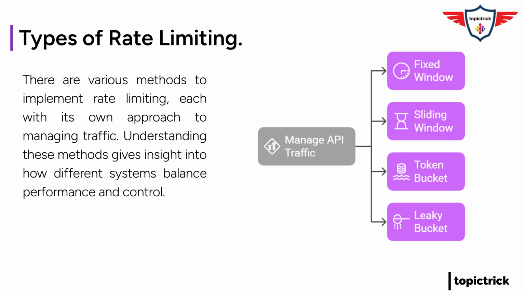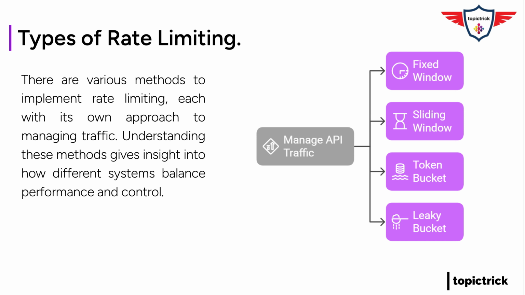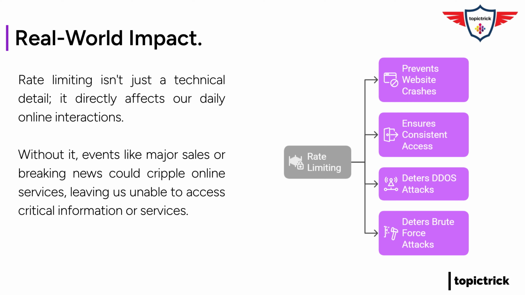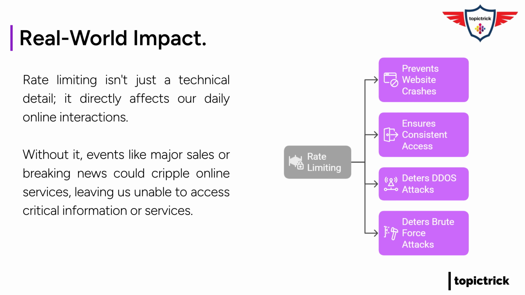Got it. So all these different methods are working to keep things running smoothly. But going back to the bigger picture, why should the average person care about API rate limiting? It sounds like a pretty behind-the-scenes thing. Well, without it, the online world as we know it would be pretty messed up. I mean, imagine trying to use your favorite app during a huge sale or a breaking news event. If there were no limits on requests, the servers could easily get overloaded and crash, leaving everyone unable to access anything.